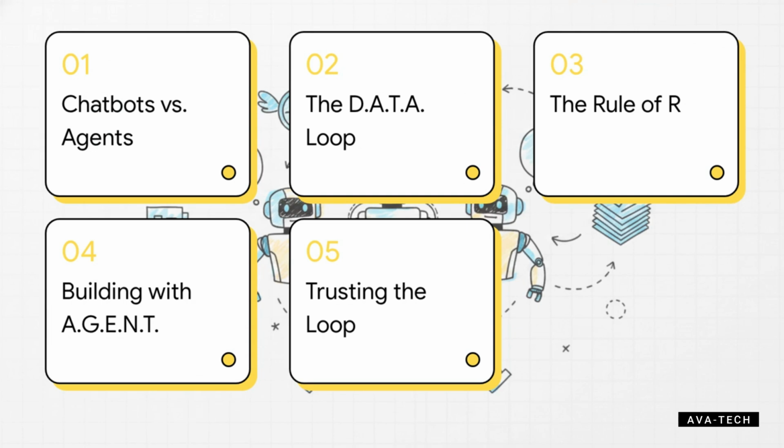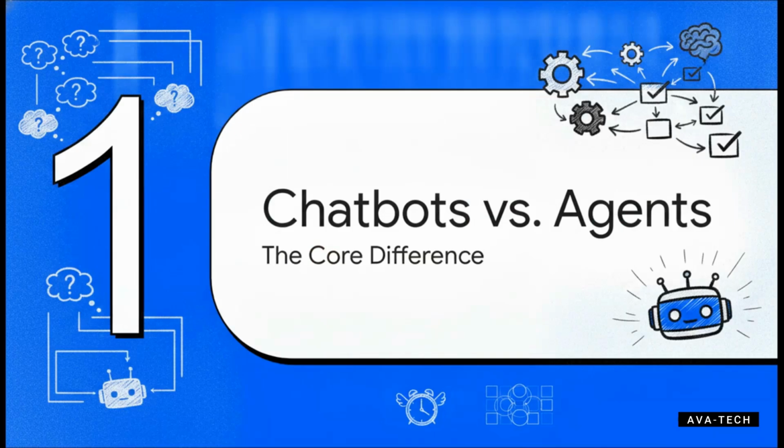So here's our roadmap for today's explainer. First, we'll look at chatbots versus agents. Second, we'll go inside the DATA loop. Third, the rule of R. Fourth, building with AGENT. And fifth, trusting the loop. Let's kick things off with section 1, chatbots versus agents.